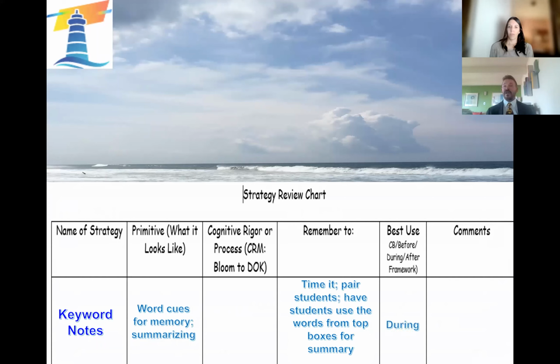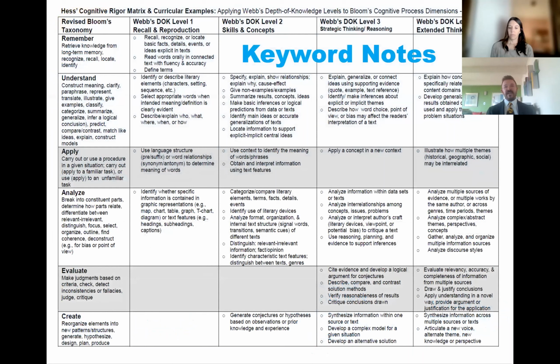Best use is during. This is a during instruction strategy. And I might use this to read a new article on growth in science. So I might have a unit coming up where I'm going to be looking at growth of something, maybe cells or something. And I'm going to use this to just get students into it so that they're processing. Now, as you look at keyword notes, jot down for yourself, what do you think the DOK and Bloom level is for this?